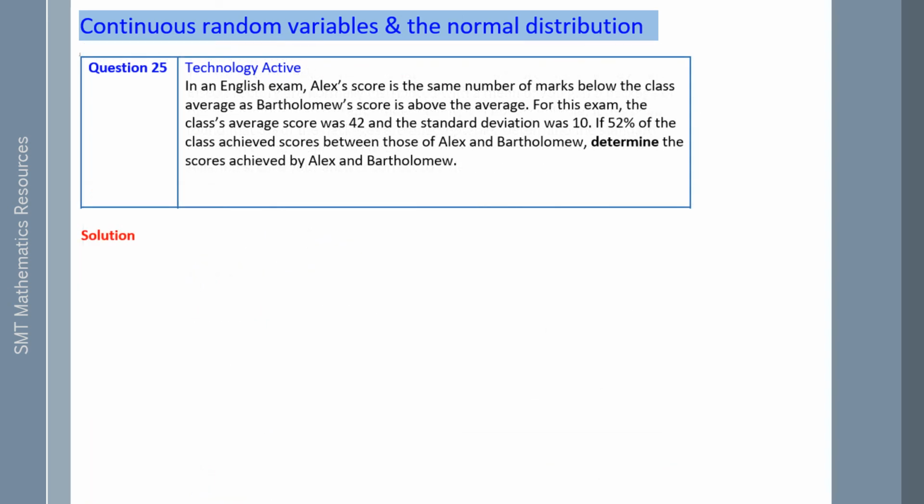Question 25. In the English exam, Alex's score is the same number of marks below the class average as Bartholomew's score is above the average. For this exam, the class average score was 42 and the standard deviation was 10. If 52% of the class achieved scores between those of Alex and Bartholomew, determine the scores achieved by Alex and Bartholomew. Let A equal Alex's score and B equal Bartholomew's score. The probability that the score lies between Alex and Bartholomew's score is 52%, because 52% of the class achieved scores between those two. Now my mean is 42 and the standard deviation was 10.